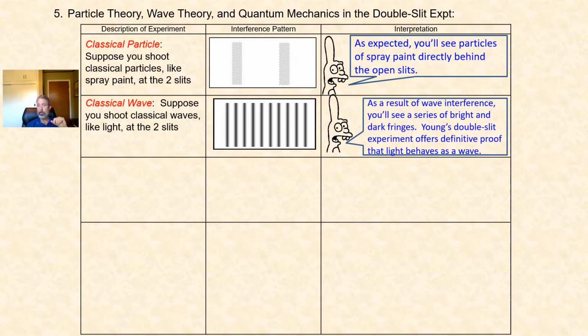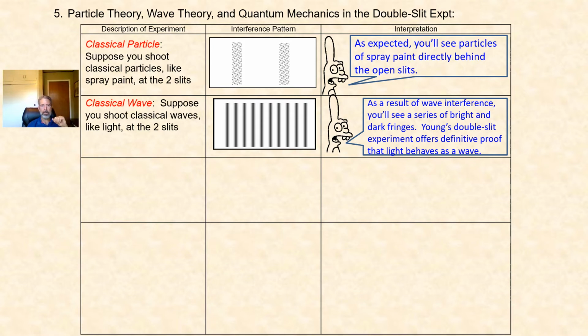As Bongo says here, as a result of wave interference, you're going to see a series of bright and dark fringes. Young's double slit experiment offers definitive proof that light behaves as a wave. So think about this. Particles do not interfere. You cannot shoot two particles at a screen and get a dark spot, because particles don't interfere. In order to describe this interference pattern where you see these bright and dark fringes, you must use a wave model.